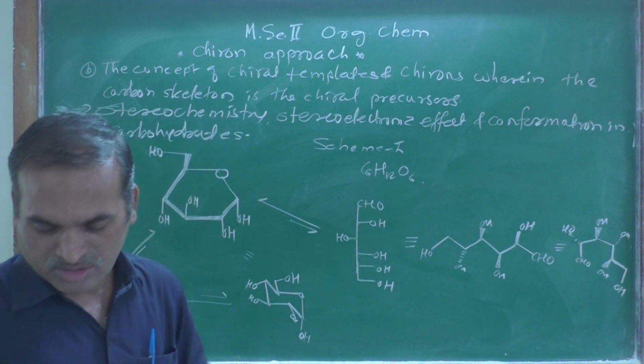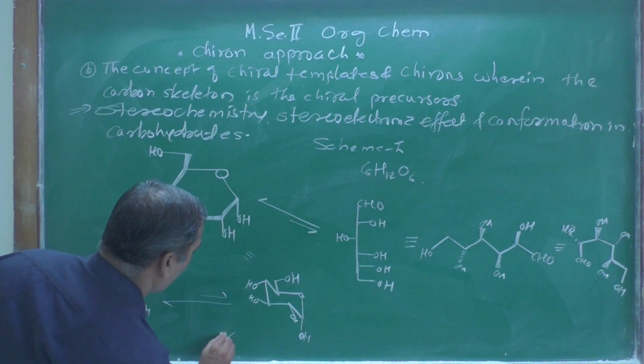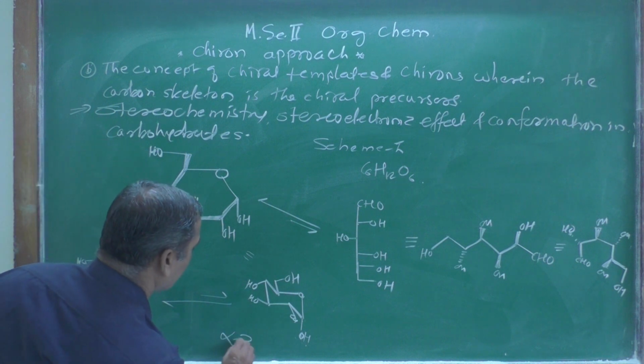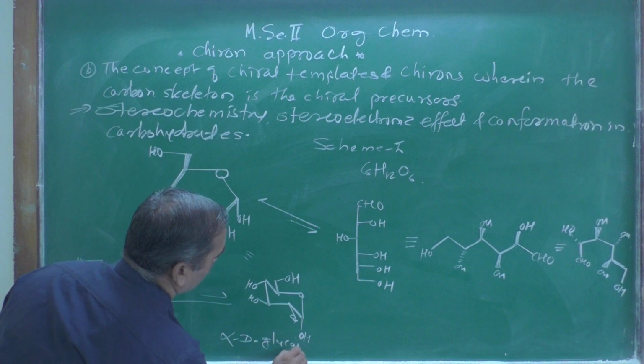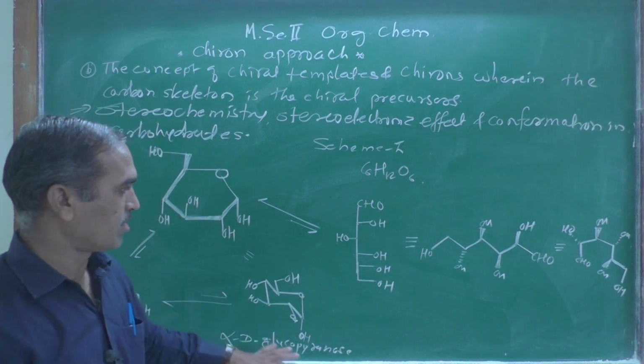So this is the structure of alpha D glucopyranose. Why alpha? Because OH is below the plane. Alpha D glucopyranose, this is the name of this compound.